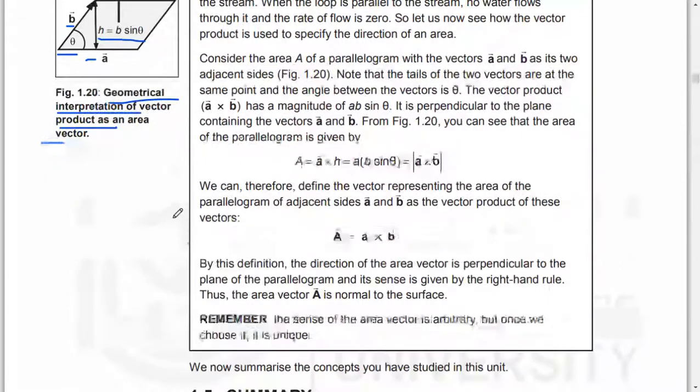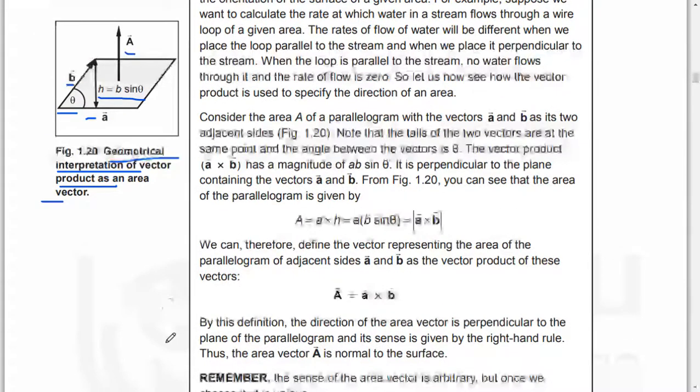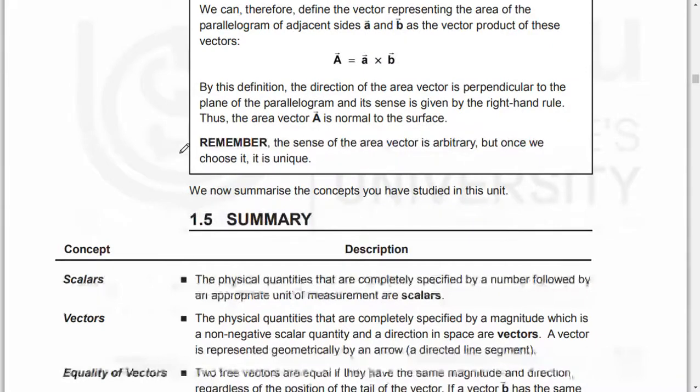We can therefore define the vector representing the area of the parallelogram of adjacent sides A and B as the vector product of these vectors: area vector equal to A cross B. By the definition, the direction of the area vector is perpendicular to the plane of the parallelogram and its sense is given by the right-hand rule. Thus, the area vector is normal to the surface. Remember, the sense of the area vector is arbitrary, but once we choose it, it is unique.